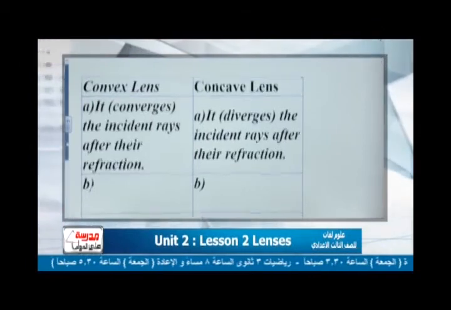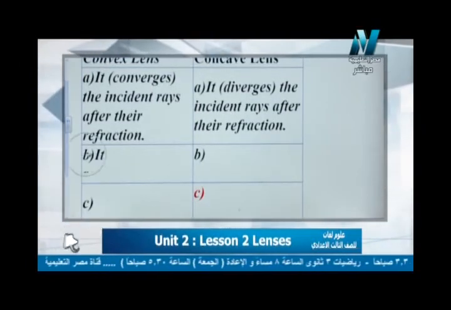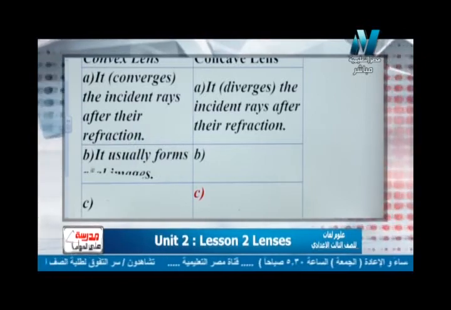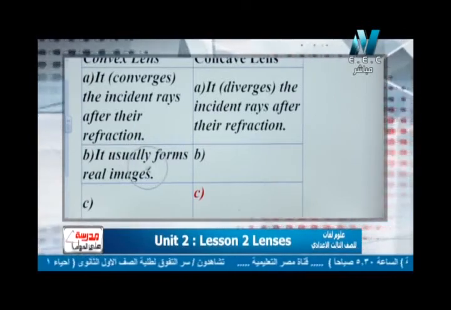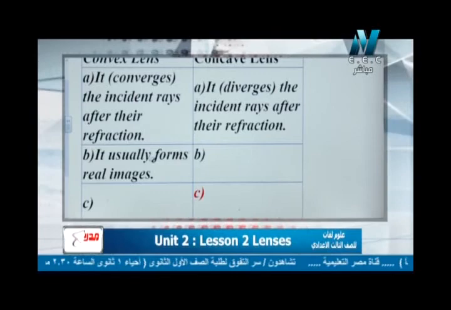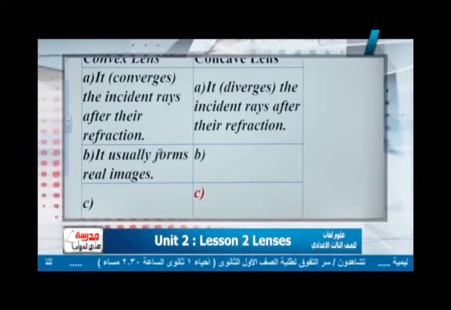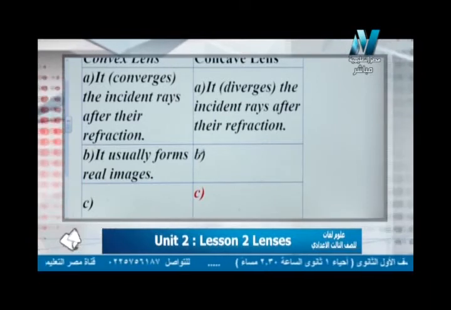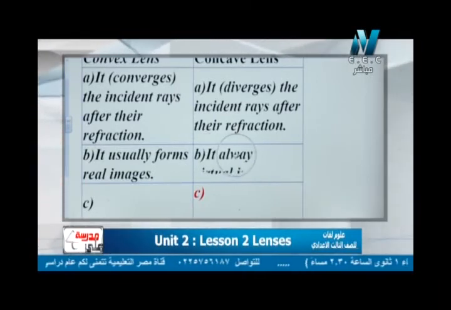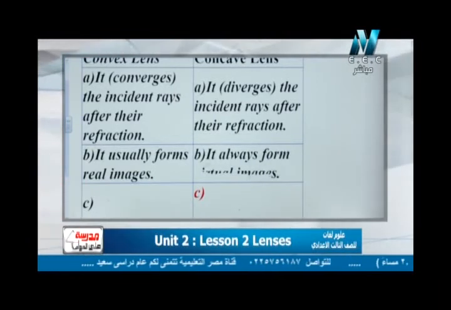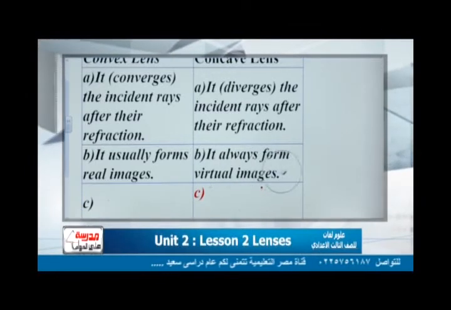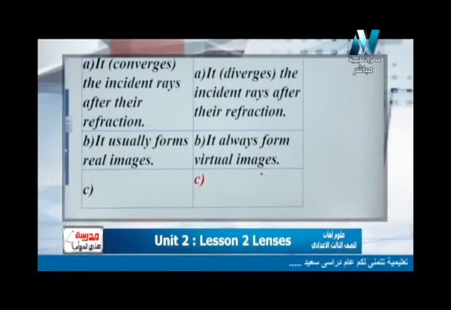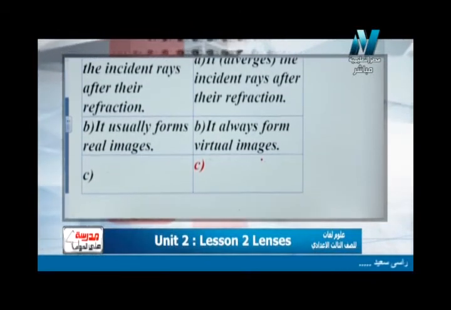Number two, the convex lens usually forms a real image, except one case, which is when the object is at a distance less than the focal length. But the concave lens always forms a virtual image, because in most cases the image is erect and virtual.